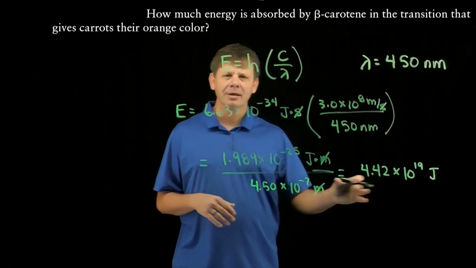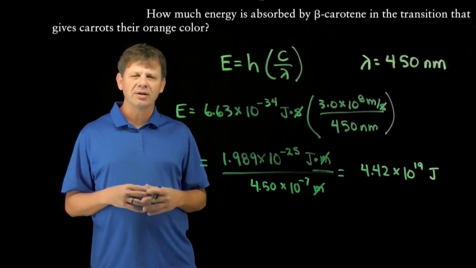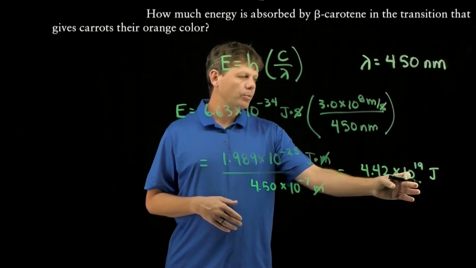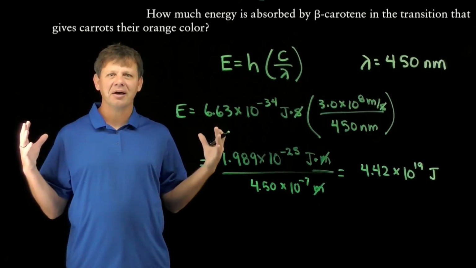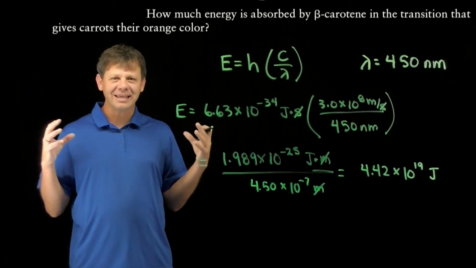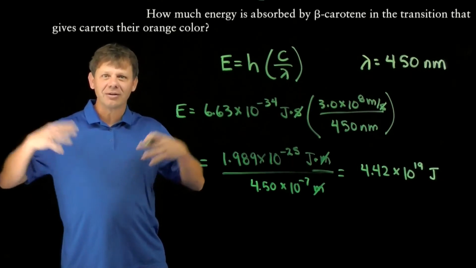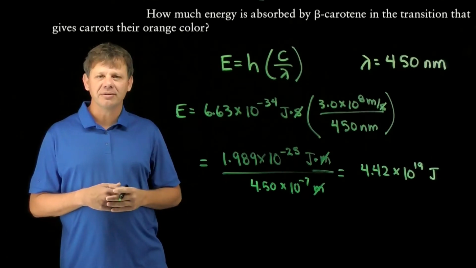We made a mistake here. How do we know? That's an important thing. When we plug numbers into equations, we've got to make sure that it makes sense. We came up with an answer that is 4.42 times 10 to the 19th joules. That's a ton of energy, right? If carrots are absorbing that much energy, we should be using carrots to fuel the energy of the world. But of course, we know that's not true.